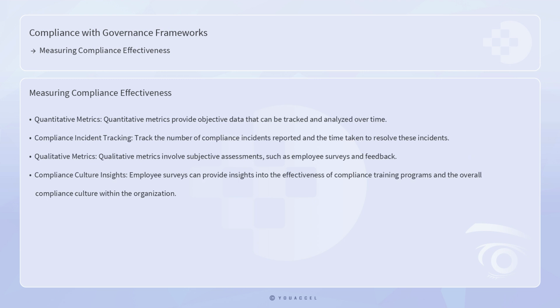To measure compliance effectiveness, organizations typically use a combination of quantitative and qualitative metrics. Quantitative metrics provide objective data that can be tracked and analyzed over time. For example, an organization might track the number of compliance incidents reported, the time taken to resolve these incidents, and the results of compliance audits. Qualitative metrics, on the other hand, involve subjective assessments, such as employee surveys and feedback, which can provide insights into the effectiveness of compliance training programs and the overall compliance culture within the organization.